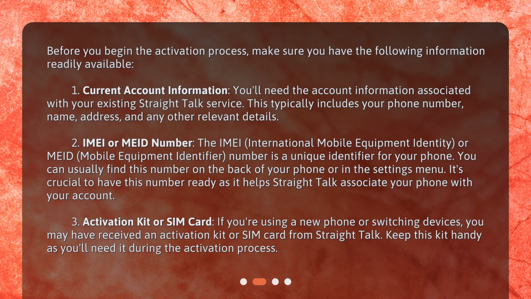2. IMEI or MEID number. The IMEI, International Mobile Equipment Identity, or MEID, Mobile Equipment Identifier, number is a unique identifier for your phone. You can usually find this number on the back of your phone or in the settings menu. It's crucial to have this number ready as it helps Straight Talk associate your phone with your account.